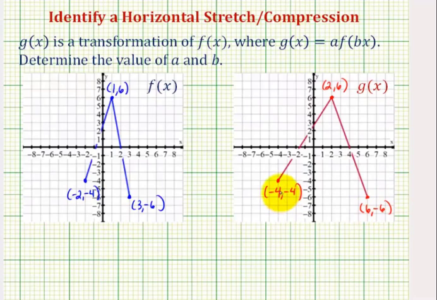Now by analyzing these points, notice how the y-coordinates are the same, which means we do not have a vertical stretch or vertical compression, but the x-coordinates have changed, which means that we have a horizontal stretch or compression. So we should be able to see that from f of x to g of x, f of x has been stretched horizontally to form g of x. So looking at our equation, g of x equals a times f of bx, because we don't have a vertical stretch or compression, a would be 1, so our goal here is to find the value of b, which affects the horizontal stretch or compression.